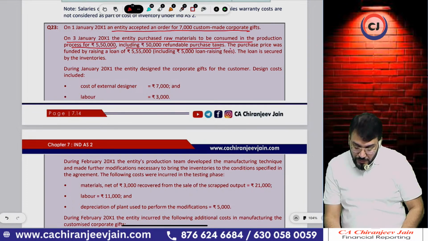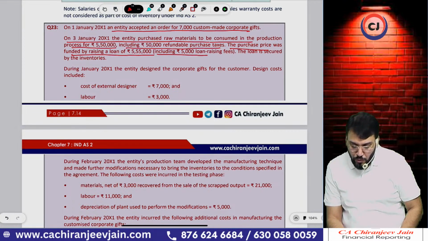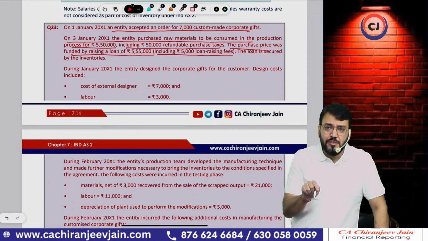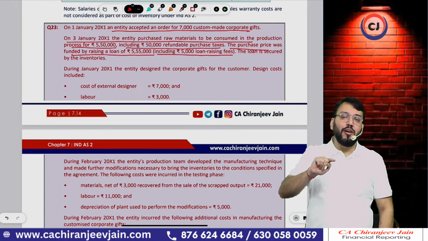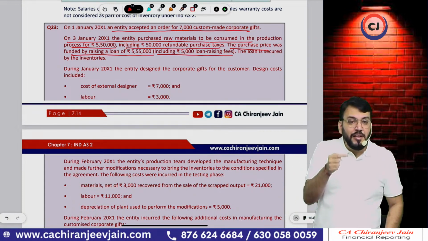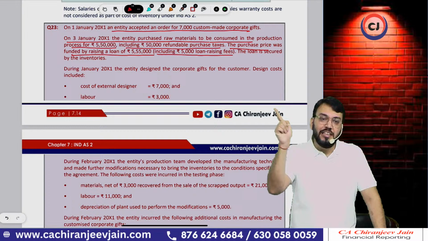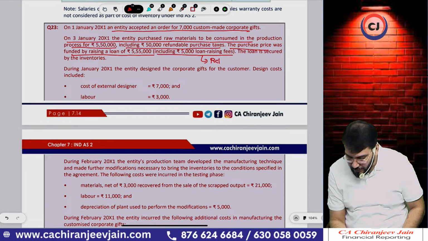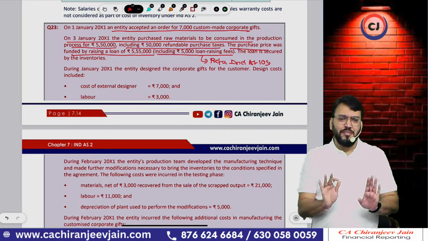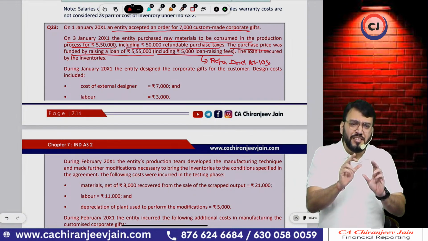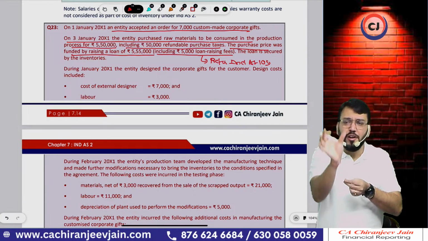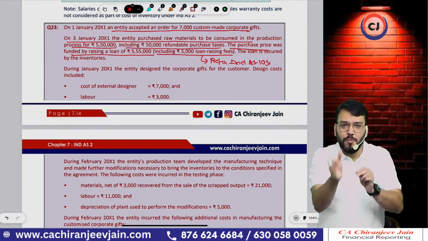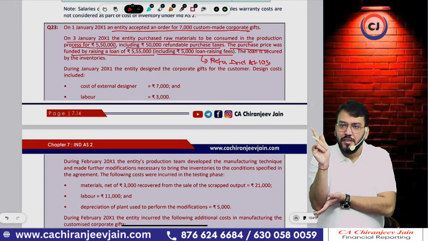50,000. The purchase price was funded by raising a loan of 5,55,000, including 5,000 loan raising fee. Now, what do you mean by loan raising fee? It is nothing but transaction cost. What will be the accounting treatment of transaction cost when you avail a loan will be explained in the Ind AS 32 and Ind AS 109 chapter. So just write down, refer Ind AS 109. However, this transaction cost will automatically be a part of borrowing cost. How it becomes a part of borrowing cost, I will explain in the Ind AS 109 chapter.